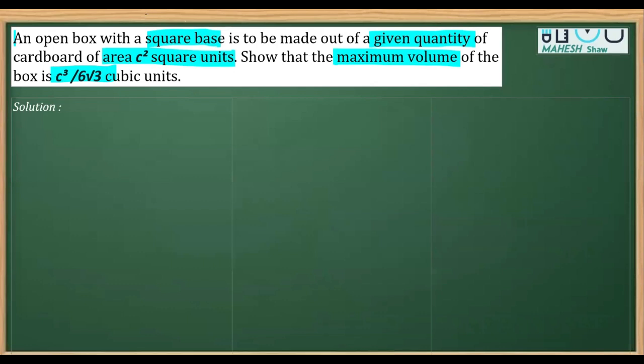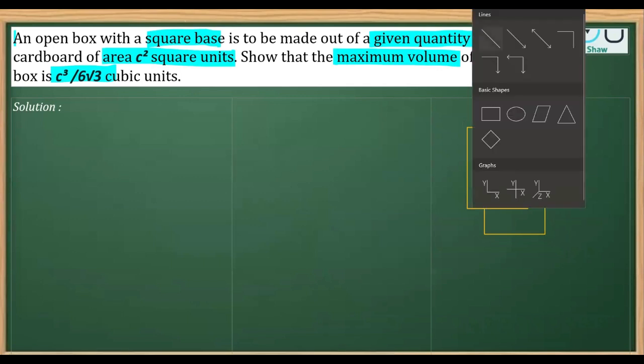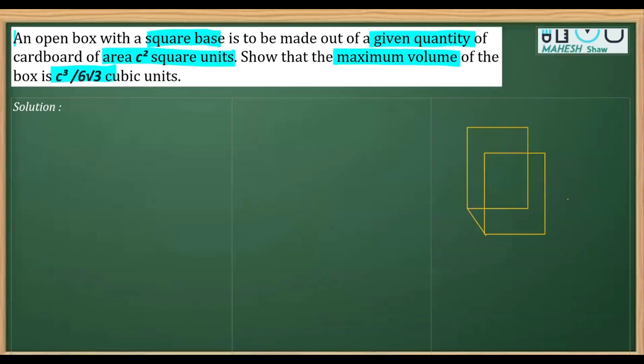Now let's say I try making a cuboidal box with a square base. So I'm going to take the length of the base as x and x. As you can see, it's a square base, so it will be the same over here. And I'm taking the height as h.